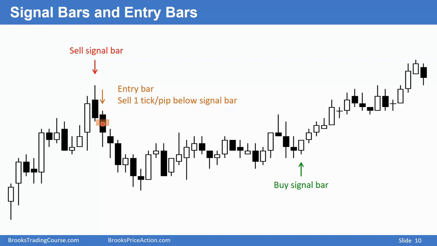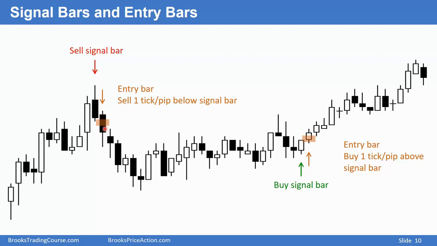They'll sell 1 tick below the low of the signal bar. If it's a Forex chart, 1 pip below the low of that signal bar. And they'll buy 1 tick above the high of this bar. They'll get long on this entry bar. Or if it's a Forex chart, they'll buy 1 pip above the high of this bar and get long on that entry bar.